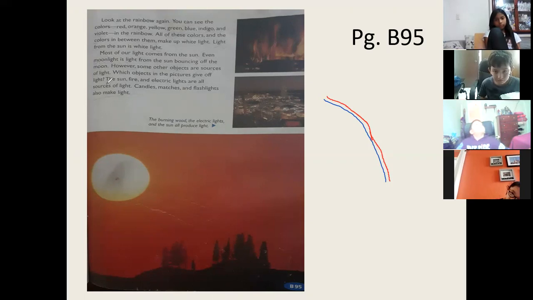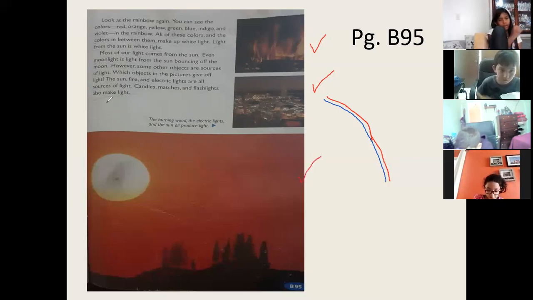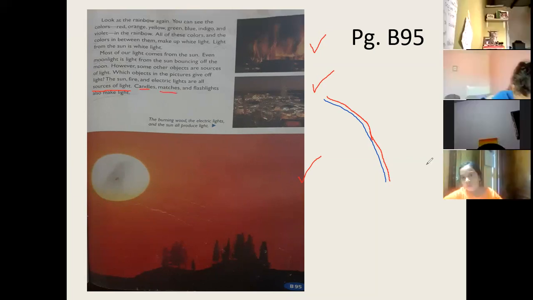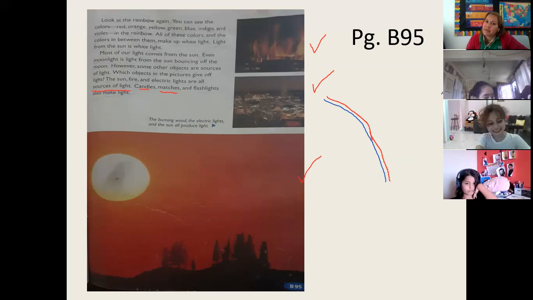Which objects in the picture give us light? The fire gives us light, the electric light also, and the sun. Fire, sun, and electric lights are sources of light. Also, we get light from candles, matches. You know what matches are? What are matches, class? Matches are the things that you use to make fire. In Spanish? Fósforos, exactly. Candles, matches, flashlights also make light. You light a match and you get a flame. That's light. The flame gives us light. The candles also, and the flashlight.